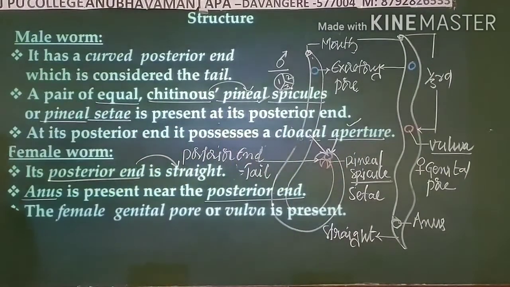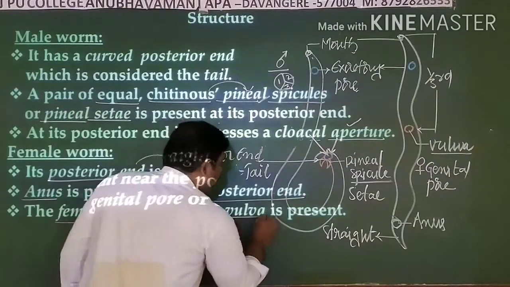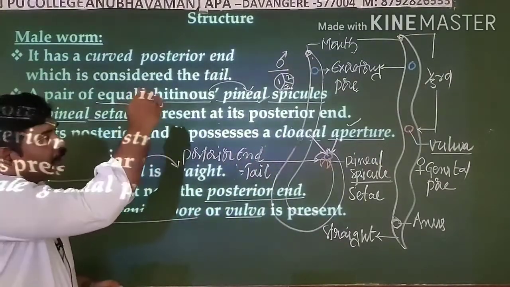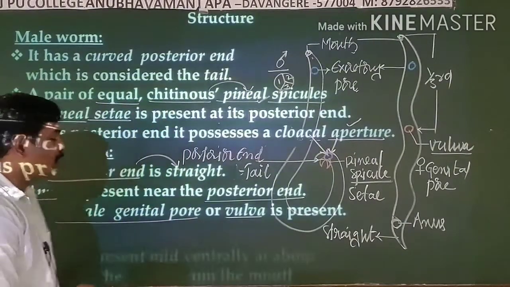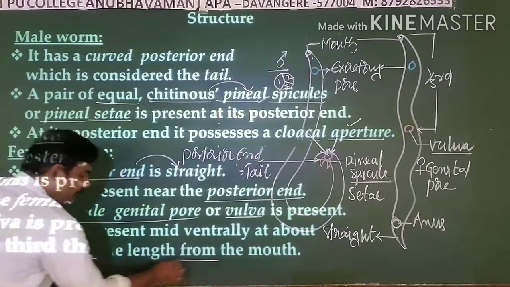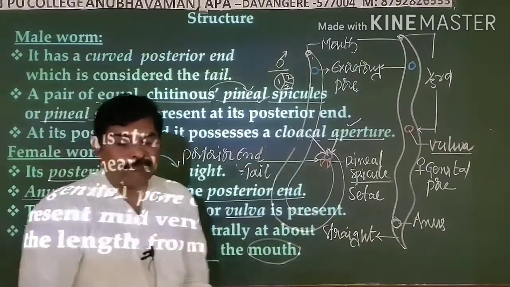And next to this you can see the female genital pore or vulva is present at its mid-ventral side, at about 1/3 length from its mouth. That is what it actually mentioned. This vulva is present at about 1/3 length from the mouth. This is about the female worm.